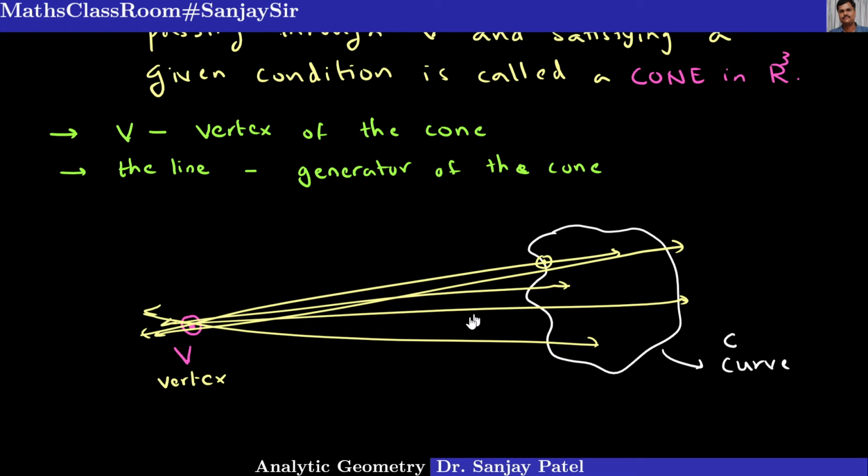So the surface is generated by revolving a line which is passing through a given fixed point and satisfying a certain condition. The condition can be, as I have explained, that the line should intersect the given curve, or the line should touch some other surface like a sphere, or the line passing through V must make a fixed angle with some other line. So there are various types of cone generated by our definition in the general form.